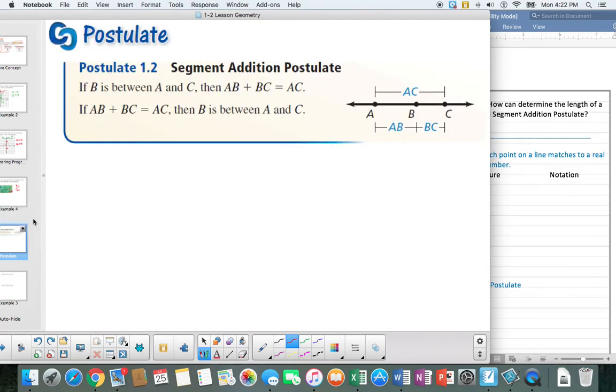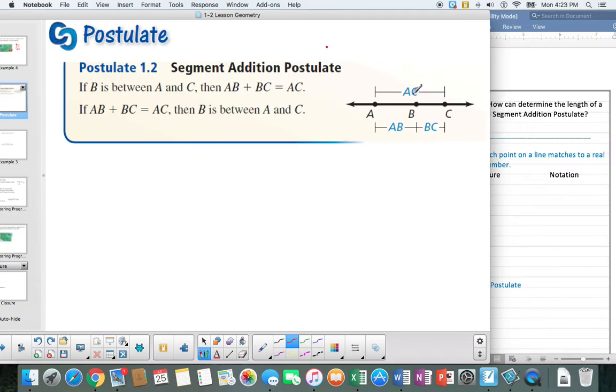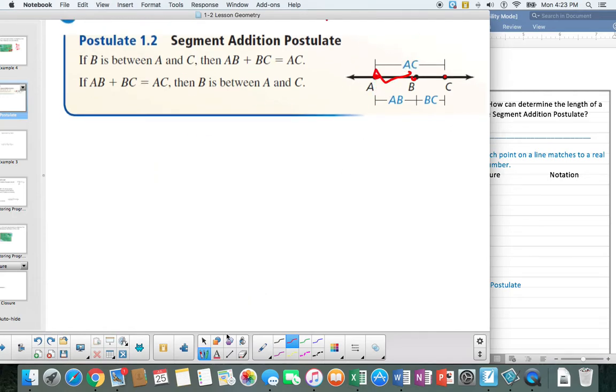So this is a preview to what we're going to be talking about. And what we're going to be talking about is the segment addition postulate, which says when there are 3 collinear points, the big distance is equal to the sum of the 2 little distances.